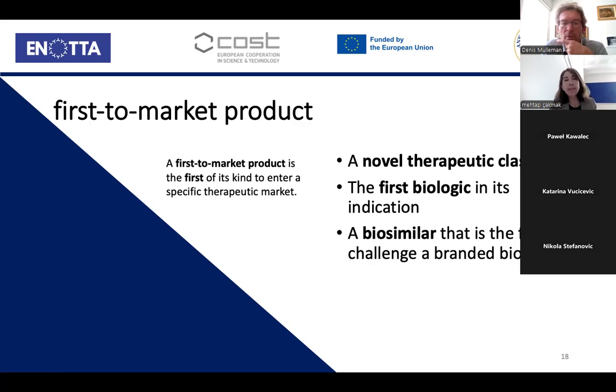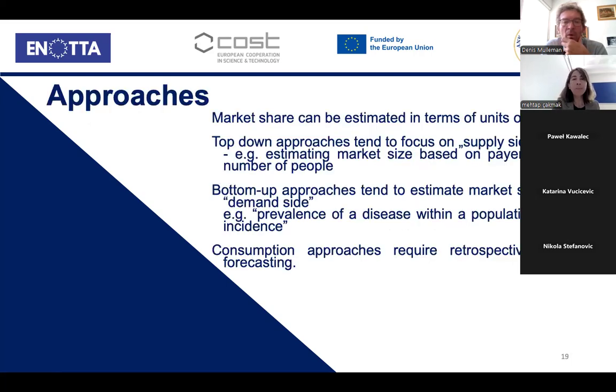This concept is the first of its kind to enter a specific therapeutic market. It's relevant for a novel therapeutic class, especially important for first biologics in its indication, and as biosimilar, that's the first to challenge a branded biologic. And there are some approaches. Market share can be estimated in terms of units or sales, and top-down and bottom-up approaches can be applied.